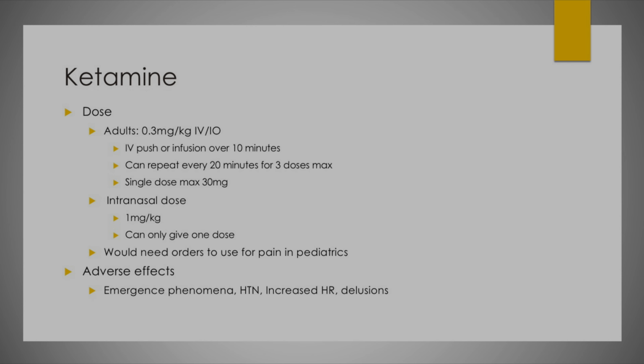Now let's shift to ketamine. Ketamine is a dissociative anesthetic and it works differently than opioids. Its primary mechanism is glutamate receptor antagonism, specifically at the NMDA receptor. Blocking NMDA receptors disrupts excitatory neurotransmission and produces both anesthesia and analgesia.